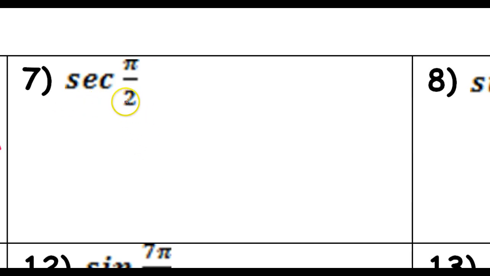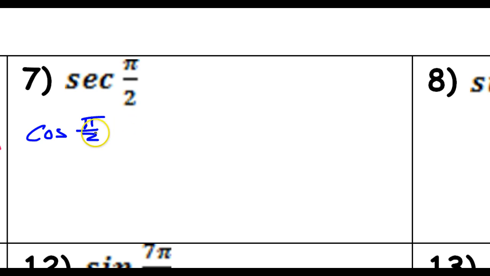Secant of pi over 2. We don't need a reference angle or anything for that. Pi over 2 is what we are going to deal with. Let us understand that the secant is the reciprocal of the cosine function. So let's figure out what the cosine of pi over 2 is, and then whatever that is, we'll take the reciprocal of it.